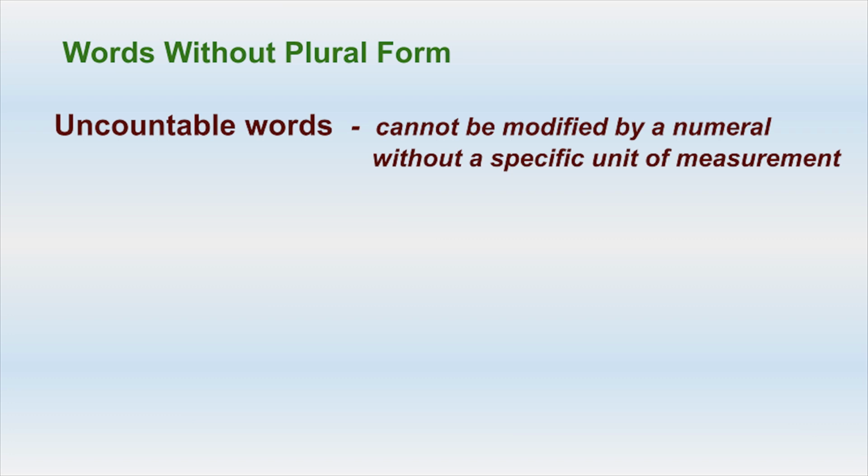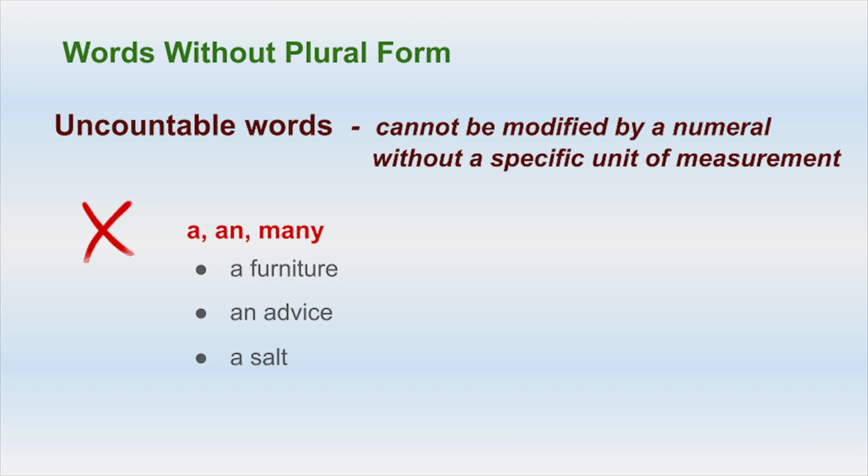So we do not use a, an, or many before these words. For example, we do not say a furniture, an advice, a salt, or many news. To express uncountable words as a quantity, we may use what is called quantifiers before them.